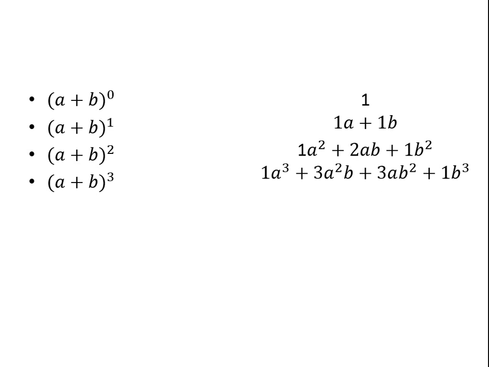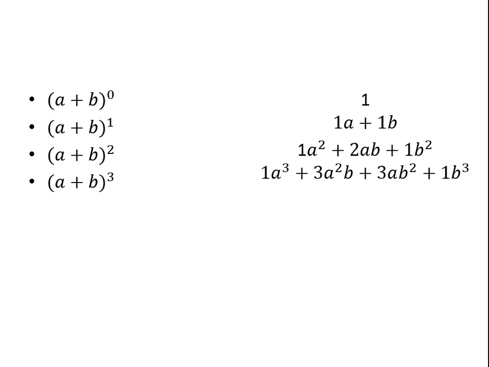Well, the first 2 or 3 are fairly simple. The first one's just going to be 1. The second one's going to be 1a plus 1b, because remember, anything to the 0 power is automatically 1. Anything to the first power is still itself. The next one, using our binomial squaring, we have 1a squared plus 2ab plus b squared.